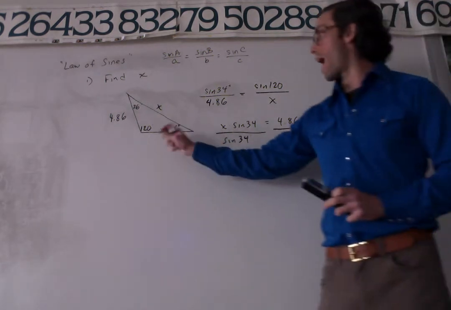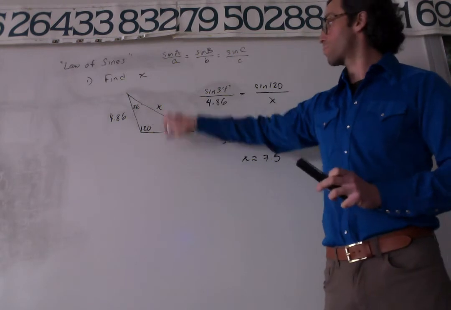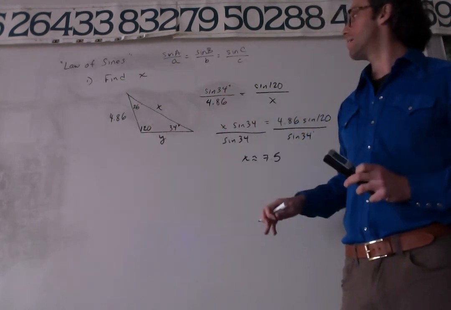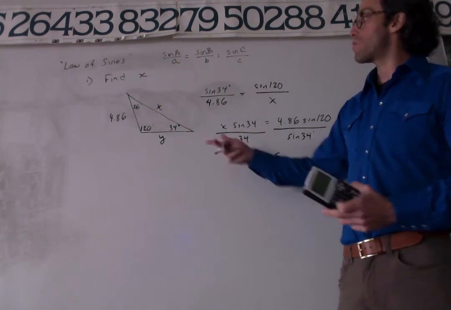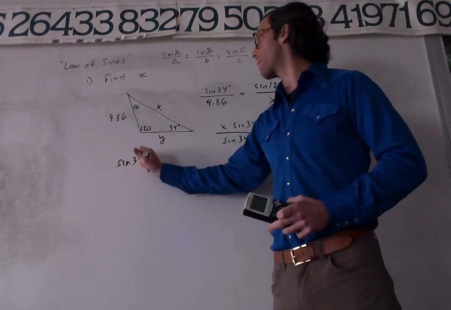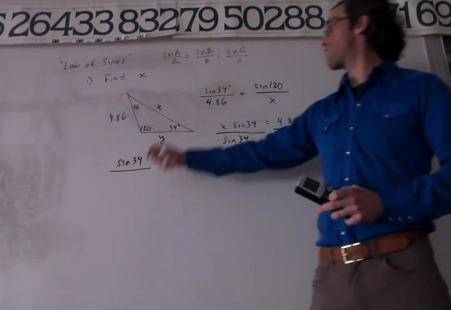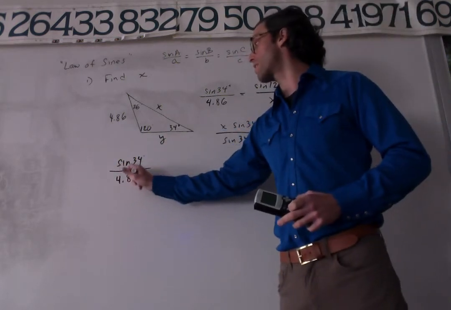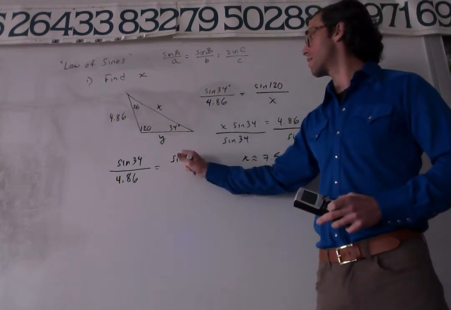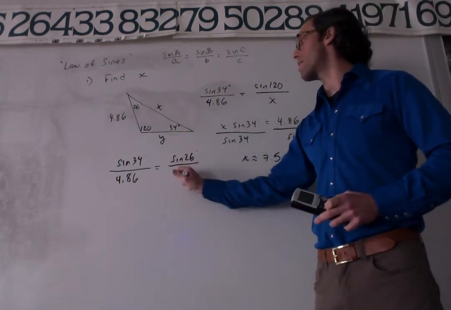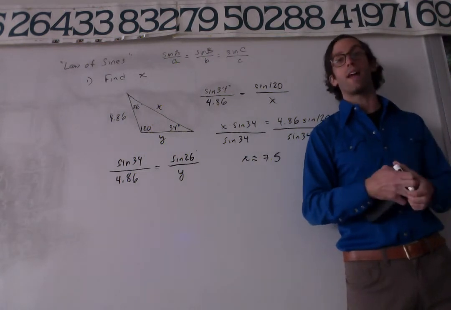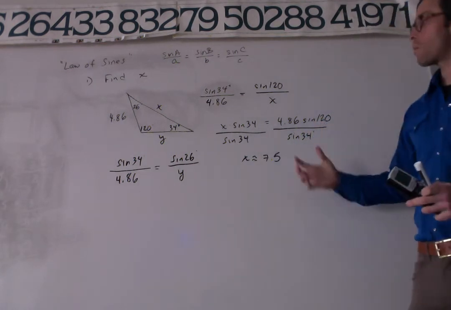Now, if we were asked to find this missing side, say it was y, an equation we could use to find y would be kind of the same idea. Sine 34 over 4.86, that same fraction again, equals sine 26 over y. I know I didn't ask you to do this, but just to show you, we can use the law of sines again to find side y.